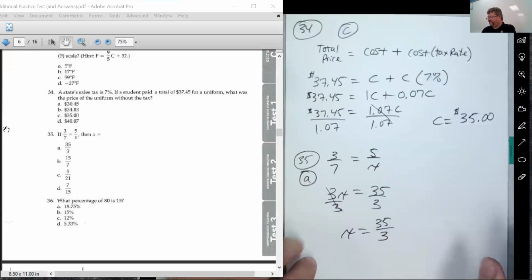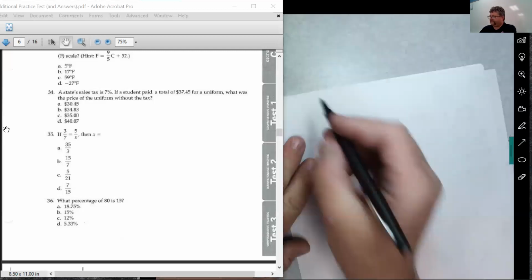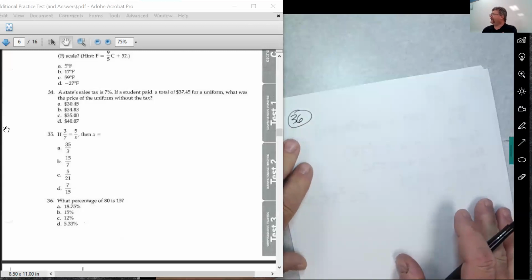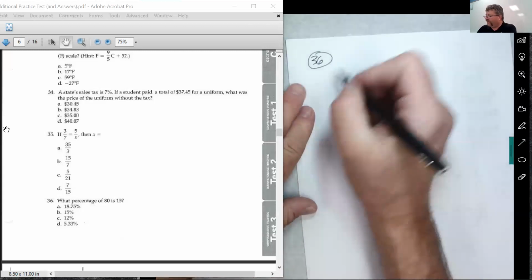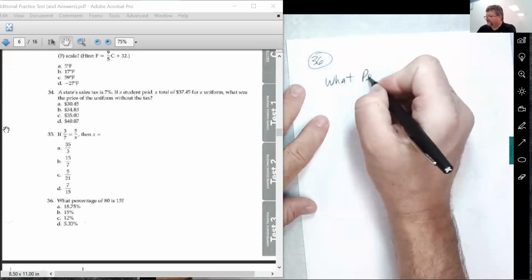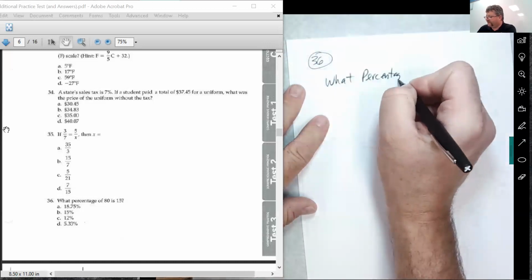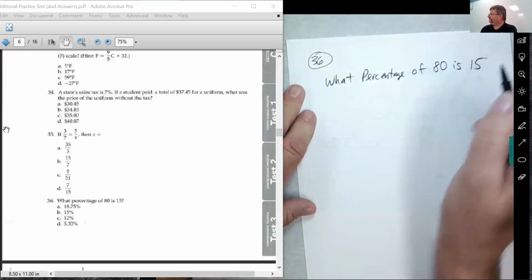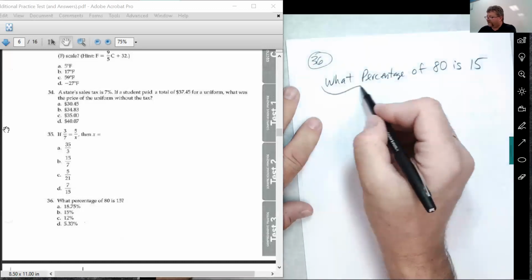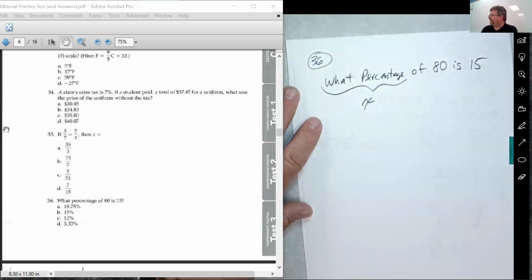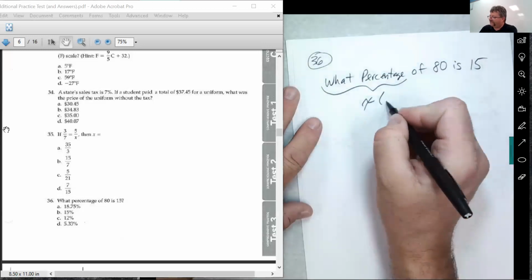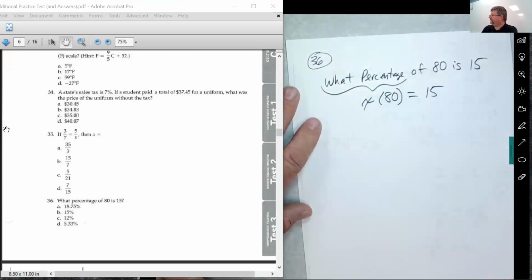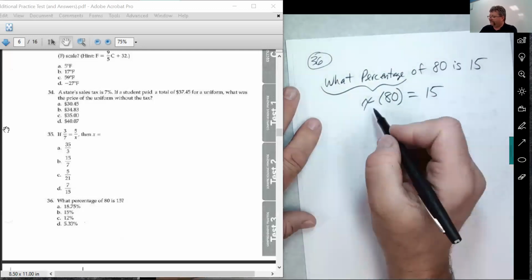All right, 36. What percentage of 80 is 15? Okay, we've done some of these. What percentage of 80 is 15? Okay, translate that right to an equation. Those two words, what percent, we'll call it x. Of means times. So x times 80 is means equals 15. There we go. X times 80 equals 15.